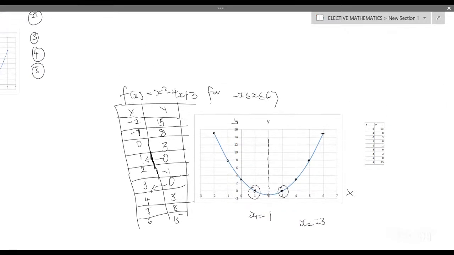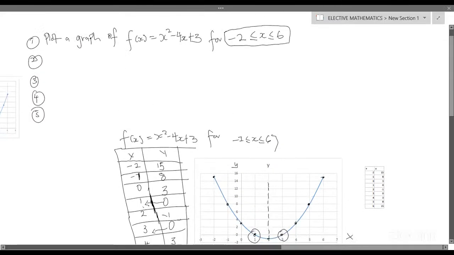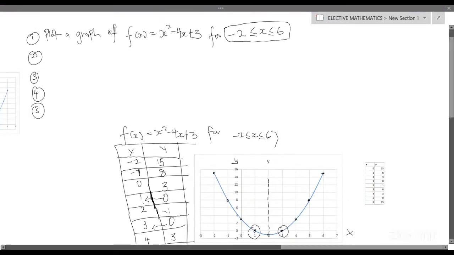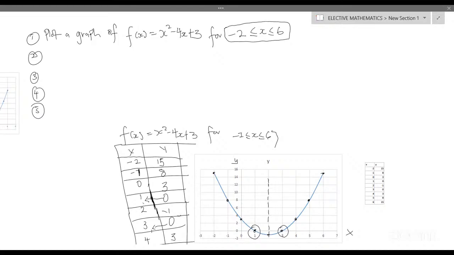So now try this one. So the first one, we have: plot a graph of f of x equals x squared minus 4x plus 3 for x is equal to this. For the second question, I'll tell you, hence find the value.